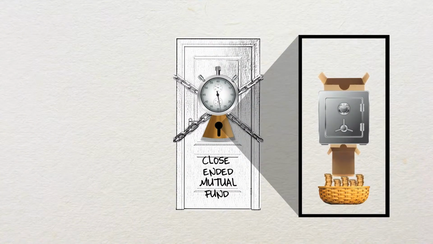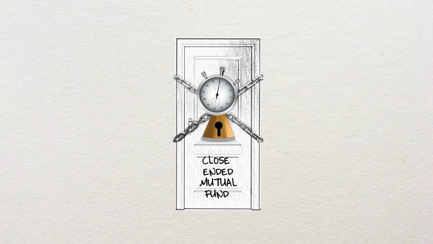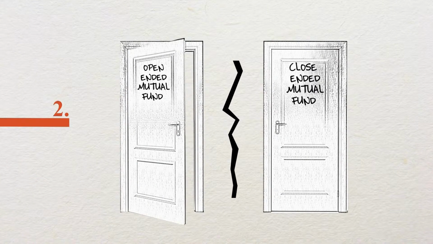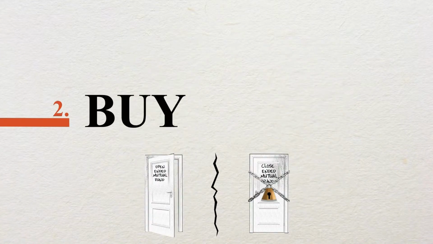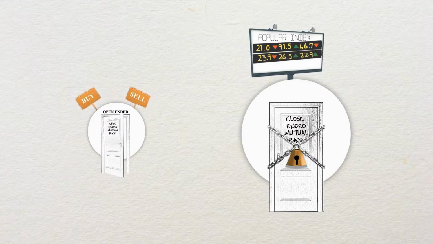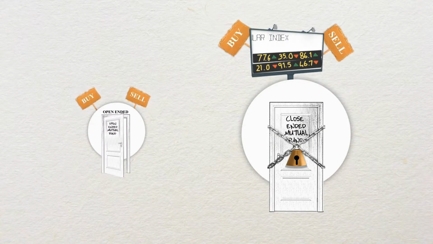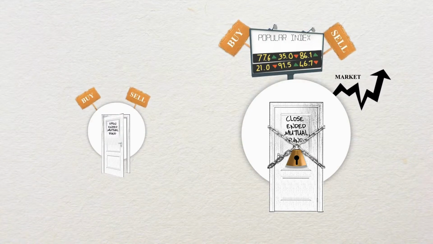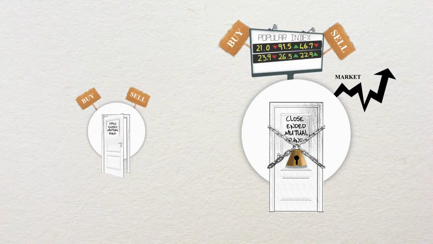The scheme remains in operation for a certain period of time, after which it matures and money is returned to the investor. Another difference between the two types of funds has to do with the way an investor buys and sells the two. Close-ended funds have to be listed on the stock exchanges from where they are bought and sold. Also, the market price of the units of close-ended funds are normally offered at a discount to the prevailing NAV.